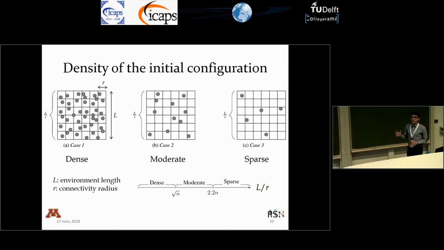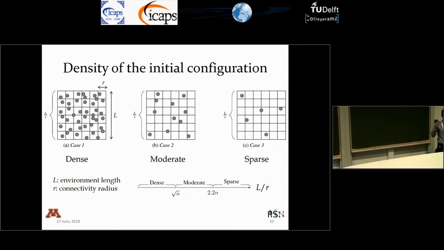So since the initial configuration of the robots is chosen uniformly at random, the density of the initial configuration plays a role in the time it takes to establish connectivity. For example, for dense configurations, this time to establish connectivity is going to be short, while for sparser configurations, it will take a longer time to establish the connectivity. So if the robots are distributed on an environment of side length L, and each robot has connectivity radius R, then we characterize the density level of the initial configuration in the following way.